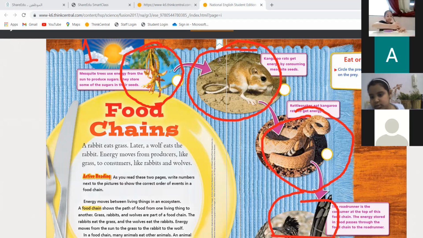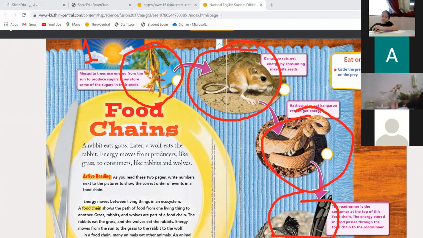Now, it shows a path, isn't it? Can you see a path over here? The energy from light moved from the plant to the rat, to the snake, and then to the bird. So this makes the food chain. Why? Because it shows you the path of food moving.